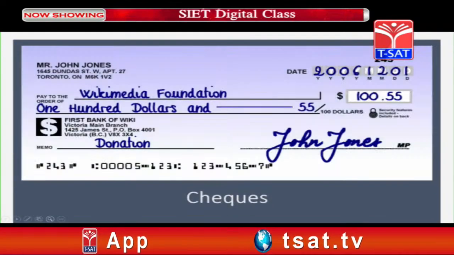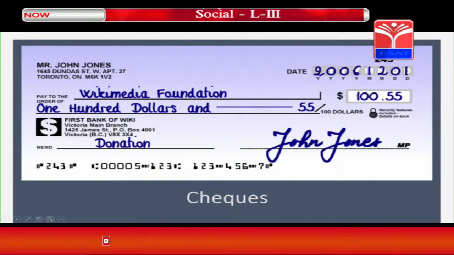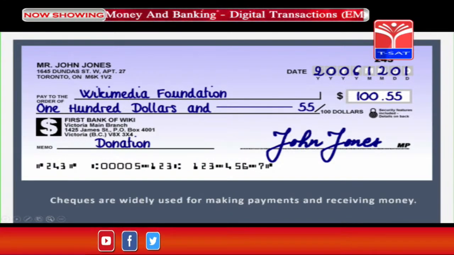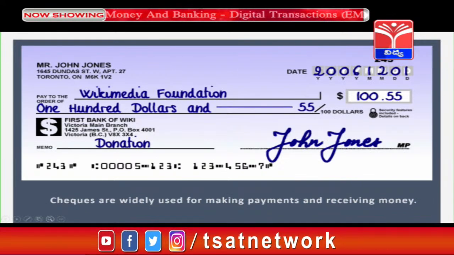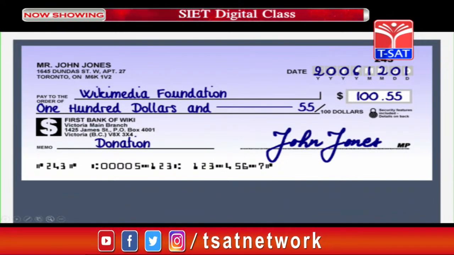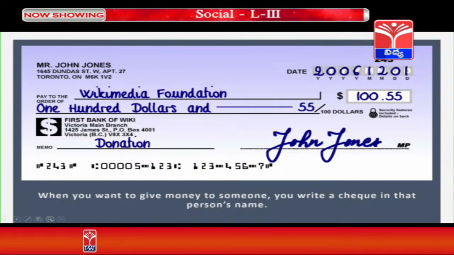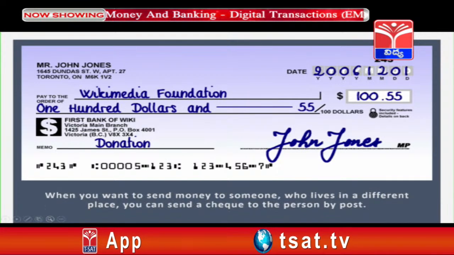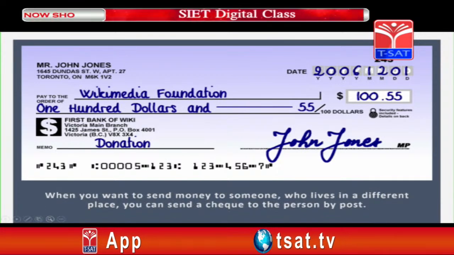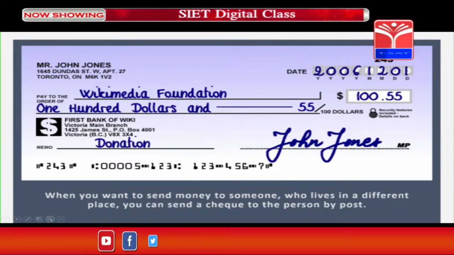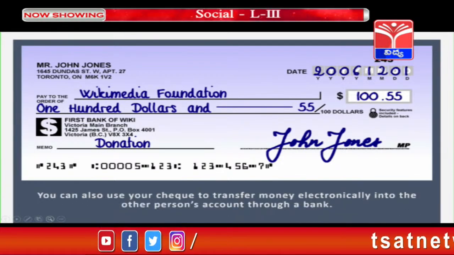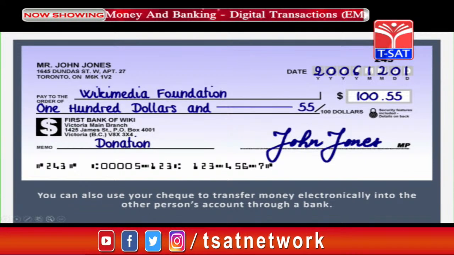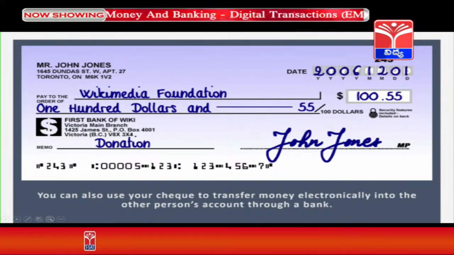Now let us learn about paper money. Yes, but this is not hundis. The paper money which we use and which is supplied by the banks is called checks. Nowadays, checks are widely used for making payments and receiving money. When you want to give money to someone, you write a check in that person's name, and when you want to send money to someone who lives in a different place, you can send a check to that person by post. You can also use your check to transfer money electronically into the other person's account through a bank.